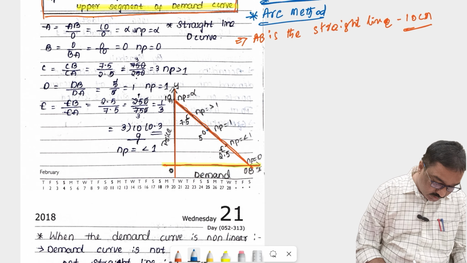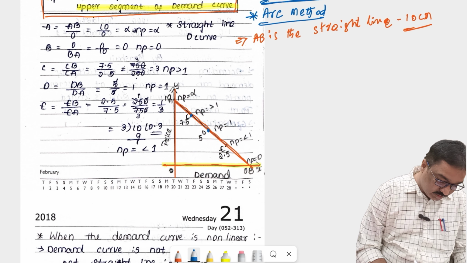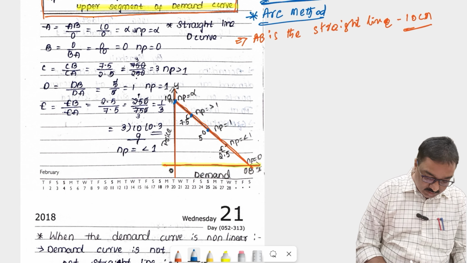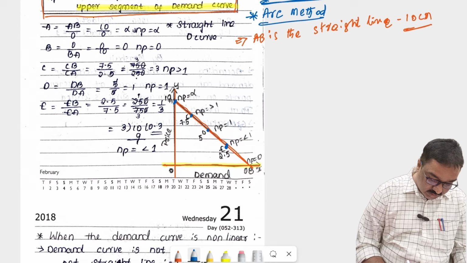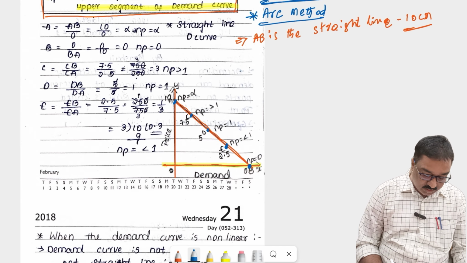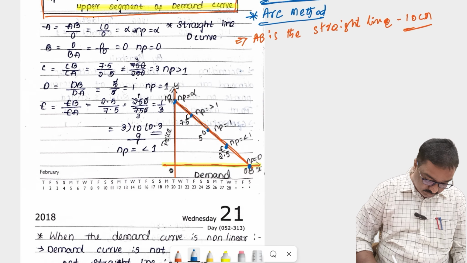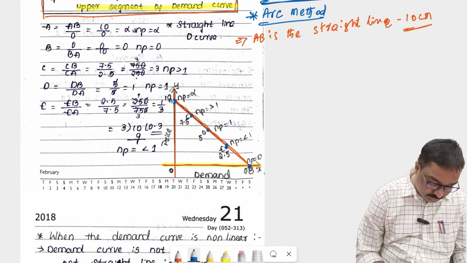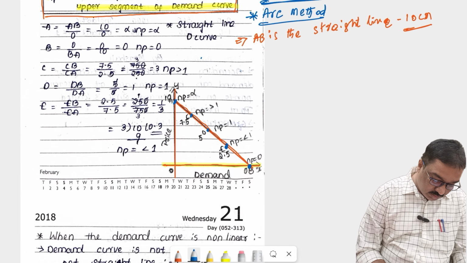Here there are different points on the line. First of all, at the point A.